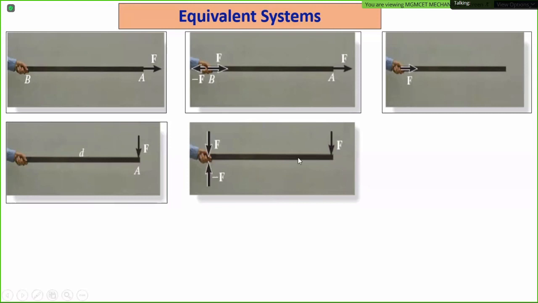ये force F और ये force. ये दोनों force क्या कर रहे हैं? Can anyone tell me? Sir, producing same effect but in opposite direction. नहीं, forget about. I'm talking about this force. ये जो force दिख रहा है, can you see this force acting in the downward direction? And this force minus F जो दिख रहा है acting in the upward direction. ये दोनों का effect क्या होगा? जो मैं highlight कर रहा हूँ. These two forces. Sir, it will produce the couple effect. Couple. Rotation. It's producing a couple. This force minus F and this force F is producing a couple.